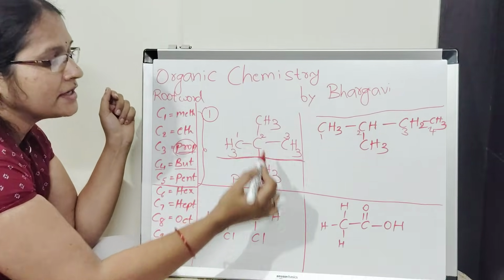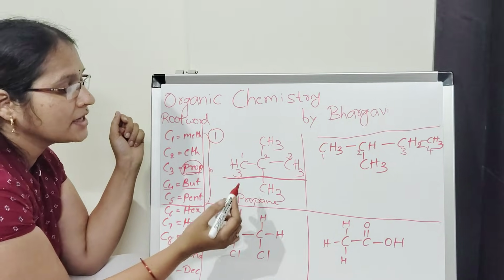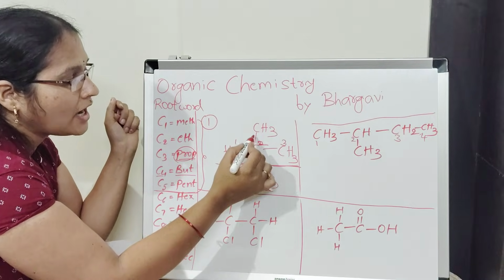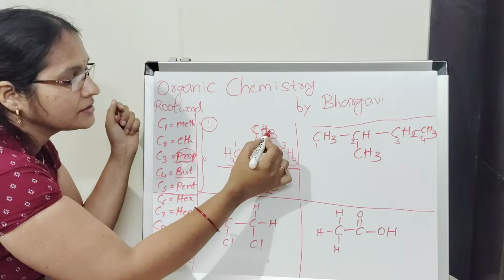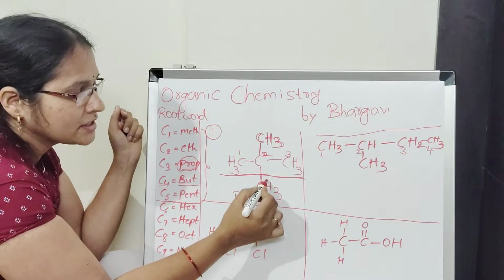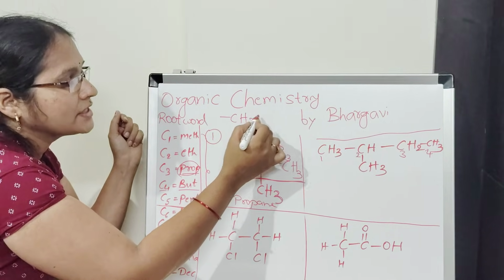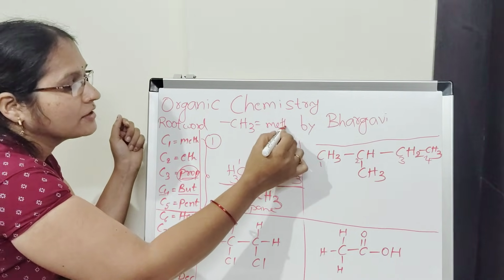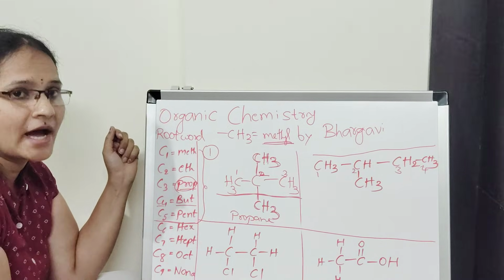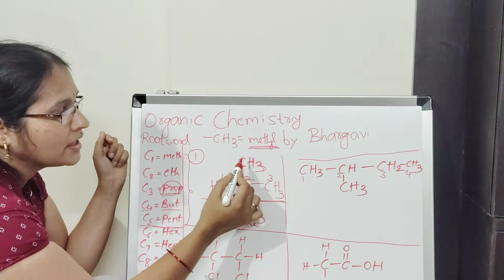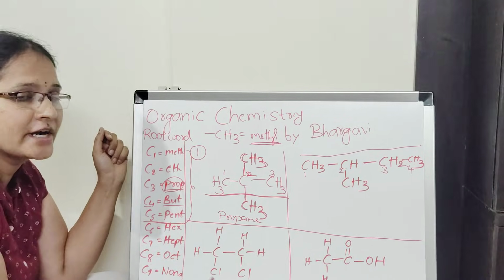Other than the parent chain and the single bonds, what else you can see here? At second carbon, upside one CH3 group is attached and downside also one CH3 group is attached. What we call for CH3 group? For CH3 group, we call it as methyl. So at second position, upside one CH3, downside one CH3.